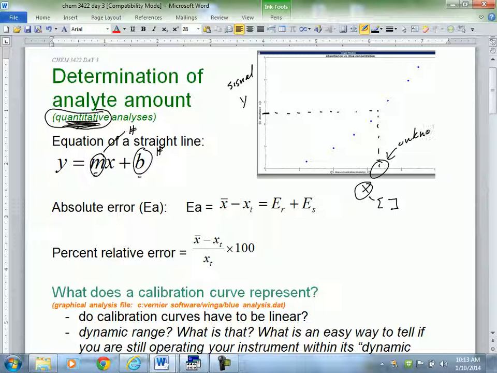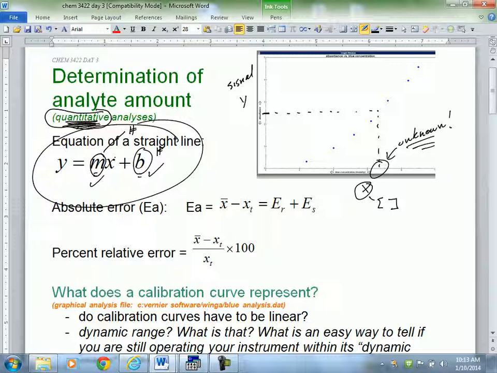I figured it out. But what I'm driving at is nobody does this. People will get mad if you did do that. I would get mad if you did do that, because you're not supposed to do that. You're supposed to use the equation, right?